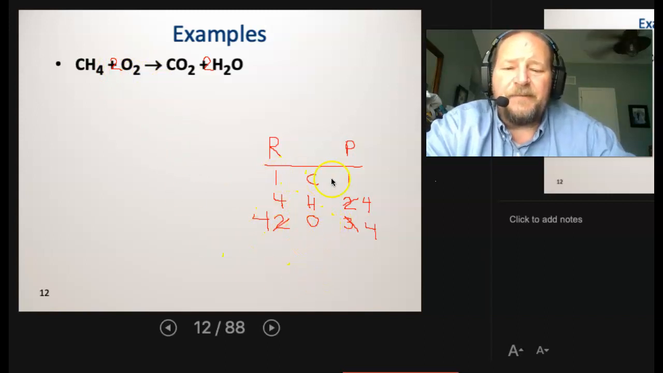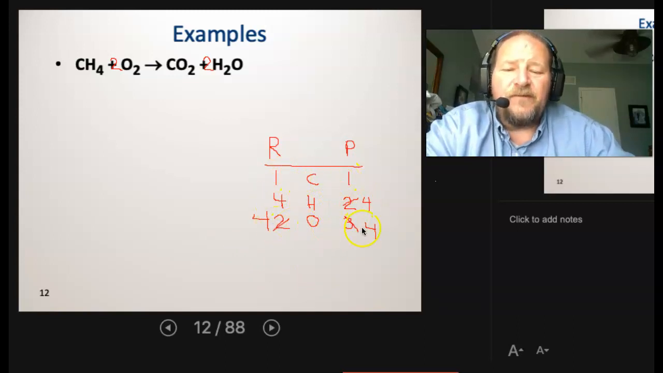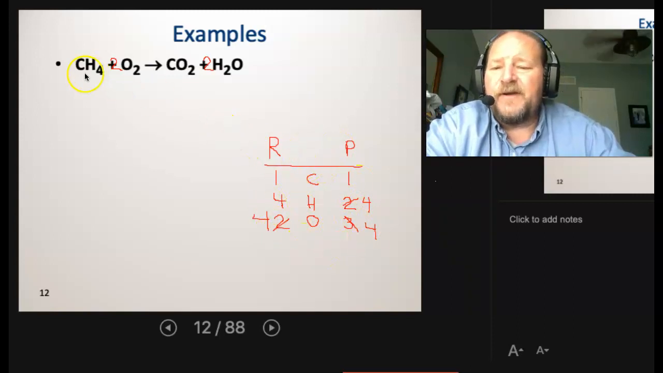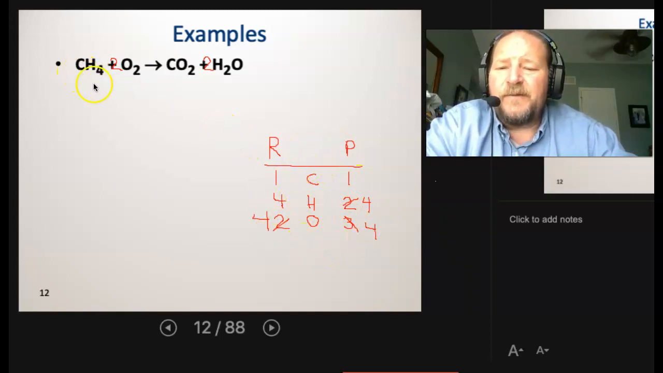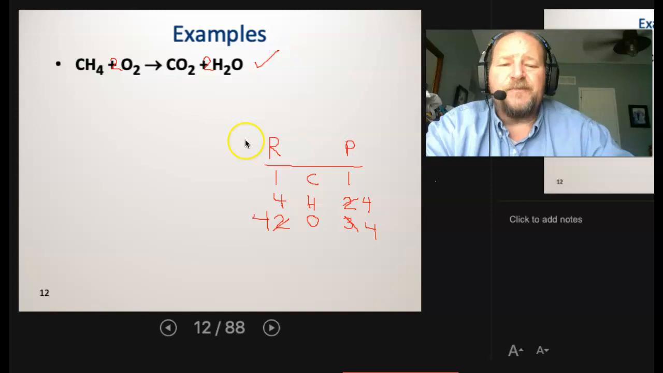I'll go back to the top, and it looks like I have 1 to 1 for carbon, 4 to 4 for hydrogen, 4 to 4 for oxygen. So my table looks good. Now let's go up here and just double check. We have 1 carbon, 1 carbon, 4 hydrogen. 2 times 2 gives me 4 hydrogen. 2 times 2 gives me 4 oxygen. 2 plus 2 times 1 gives me 4 oxygen as well. That reaction should be balanced.